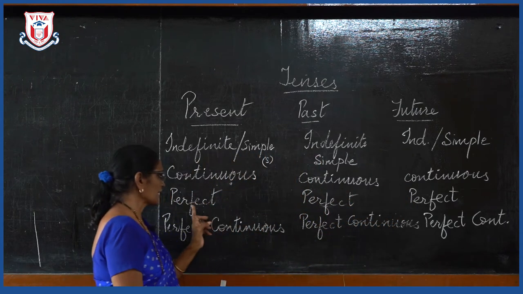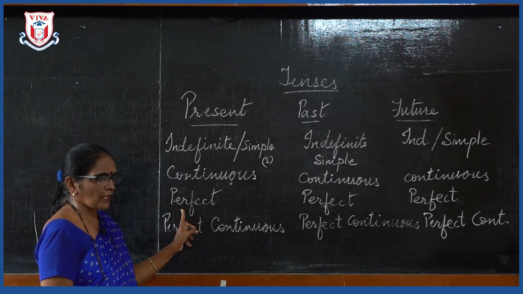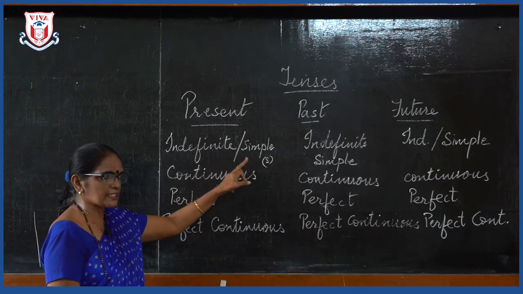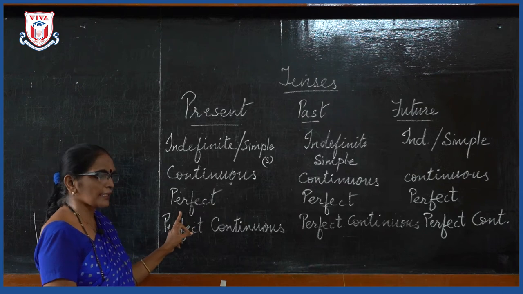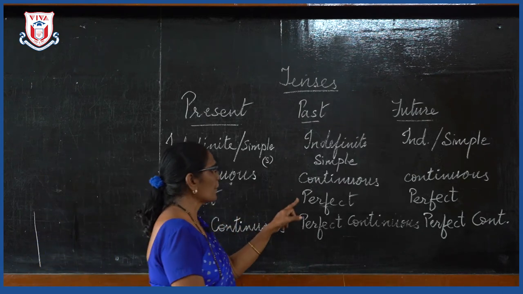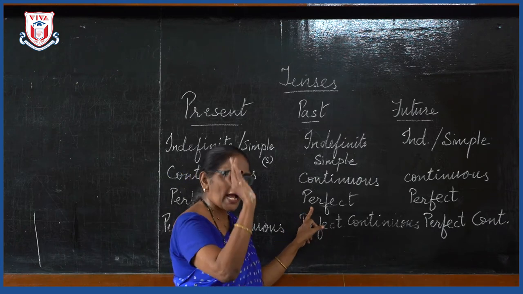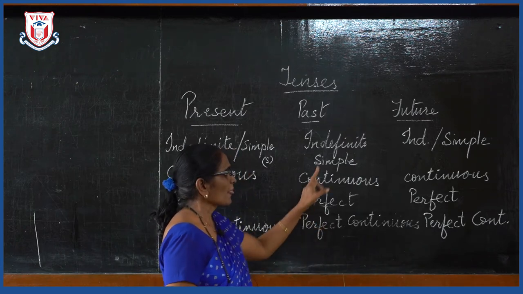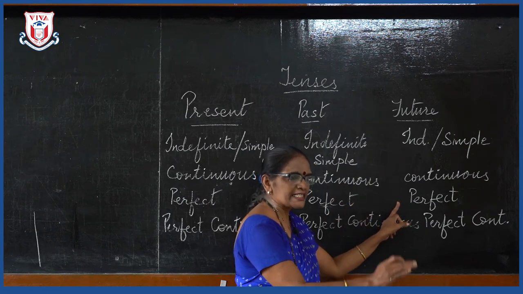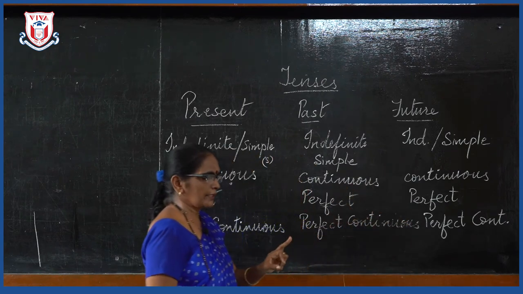In the same way, when I say perfect tense, now simple perfect tense, when my sentence was Payal eats vegetable, I will say Payal has eaten vegetable. Now in the past tense, Payal had eaten vegetables. In the future tense, Payal will have eaten vegetables. Are you getting it? Okay.